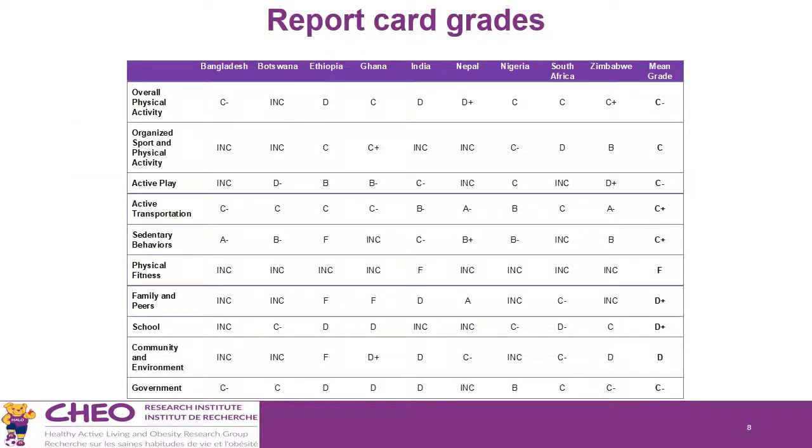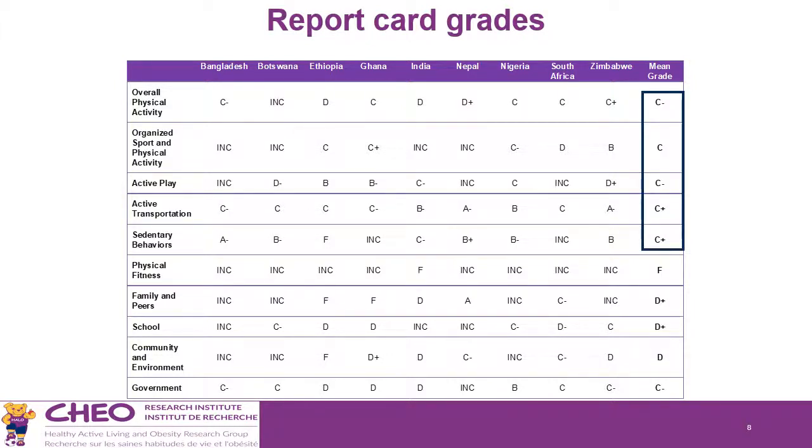Here is the presentation of the report card grades. They are organized with the 10 indicators on the left. The countries are on the top, and on the far right are the mean grades for each of the indicators per country. Sorry, for that indicator for the 9 countries.